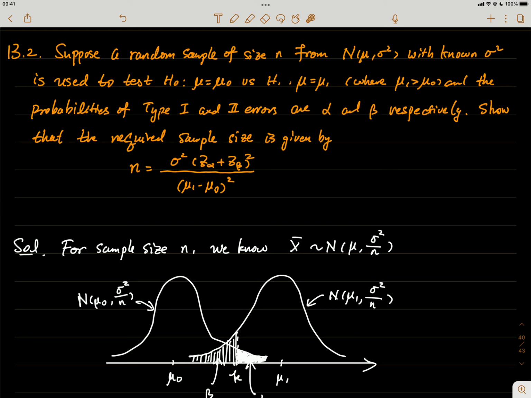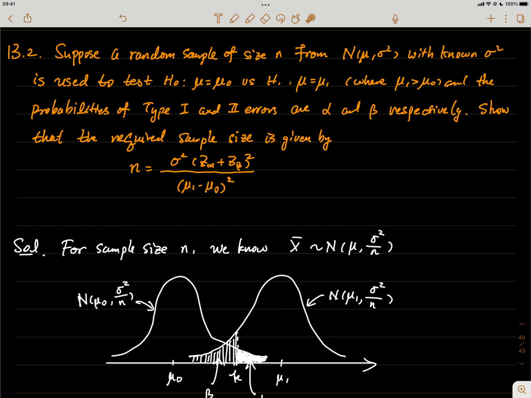Problem 13.1, 13.2. Suppose we have a random sample of size n from the normal population with mean mu and variance sigma squared. And then we want to do this test. The null hypothesis is mu equals mu 0. Alternative hypothesis mu equals mu 1. Now they are both simple. Mu 1 is greater than mu 0.